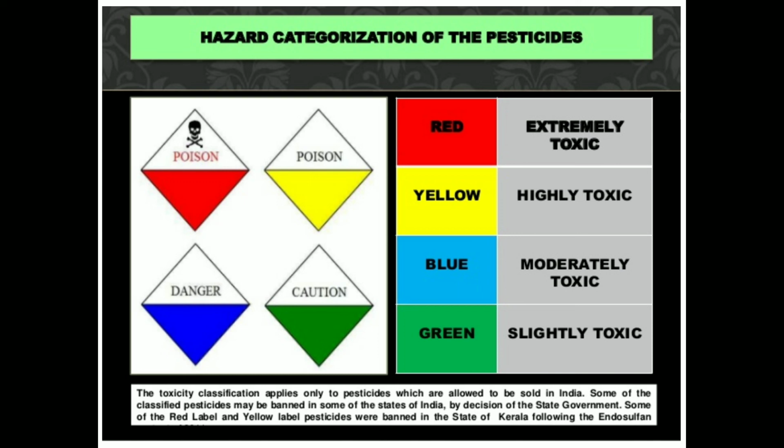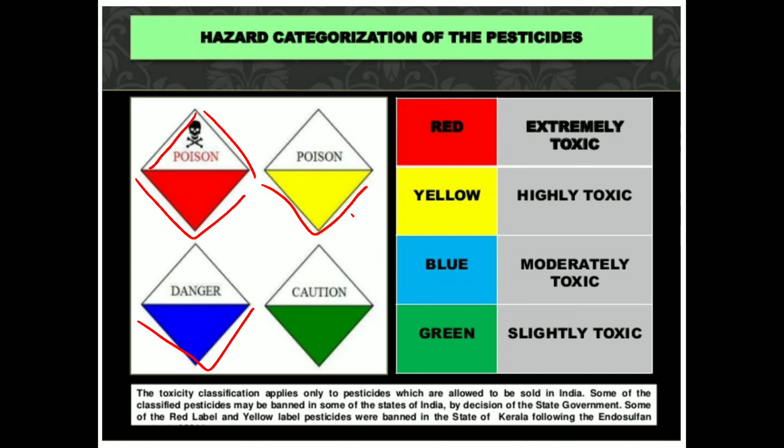Suppose on a fungicidal box a red color is indicated, that indicates the fungicide is extremely toxic. Suppose on the fungicidal box a yellow triangle is indicated, then it is highly toxic in nature. If the triangle color is blue, it indicates it is moderately toxic. And if a green triangle is indicated on the box, then it is slightly toxic.